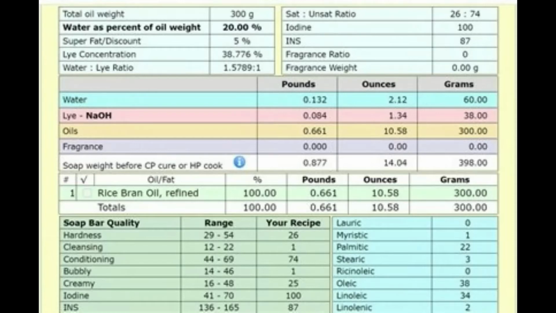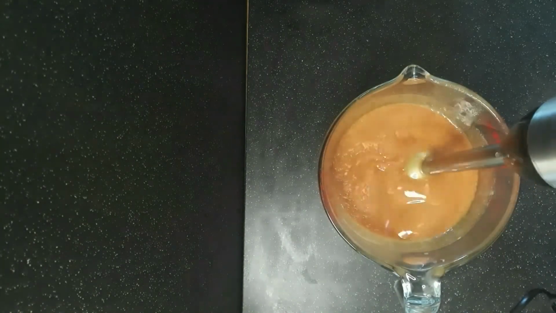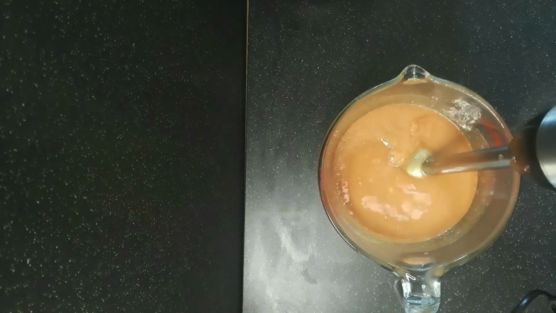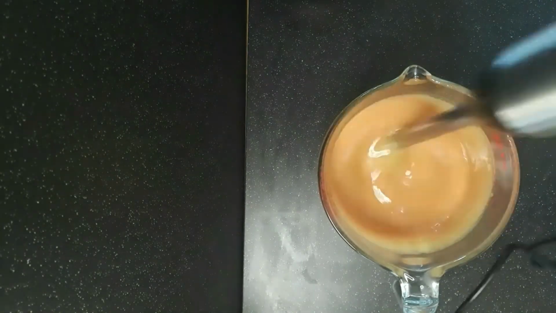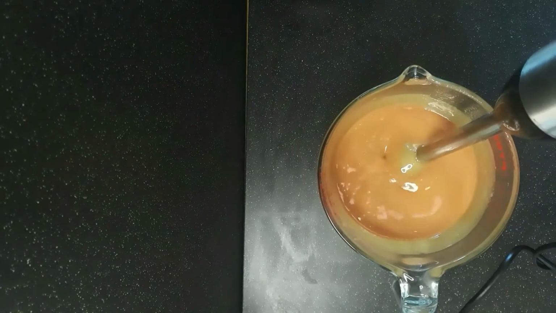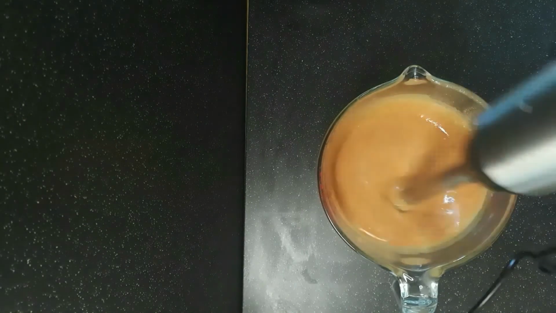Rice bran oil isn't notably high in any one particular fatty acid, but it does contain a reasonable amount of palmitic acid and some stearic, so that should push it into creamy territory, and there's enough linoleic, oleic and linolenic acid for it to be conditioning. I like using rice bran oil in some dog soap blends, so I'm looking forward to seeing what it does on its own. I'll speed through the measuring and mixing because we want to get to the testing. That's the whole point here.